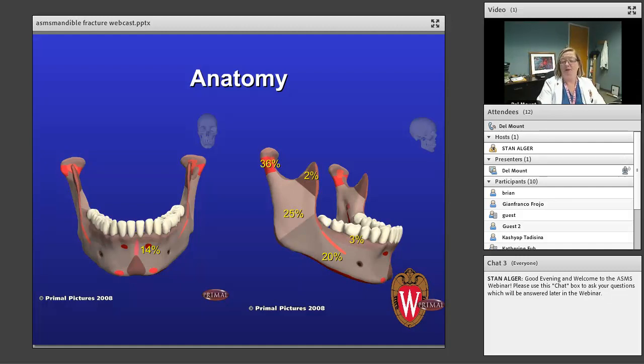The mandibular ramus is about 25% of fractures, and the body about 20% of the fractures. So the majority of the fractures are really going to occur in this region right here. Another 3% occur in the alveolus just as an isolated alveolar fracture, and 14% as a parasymphyseal or symphyseal fracture.